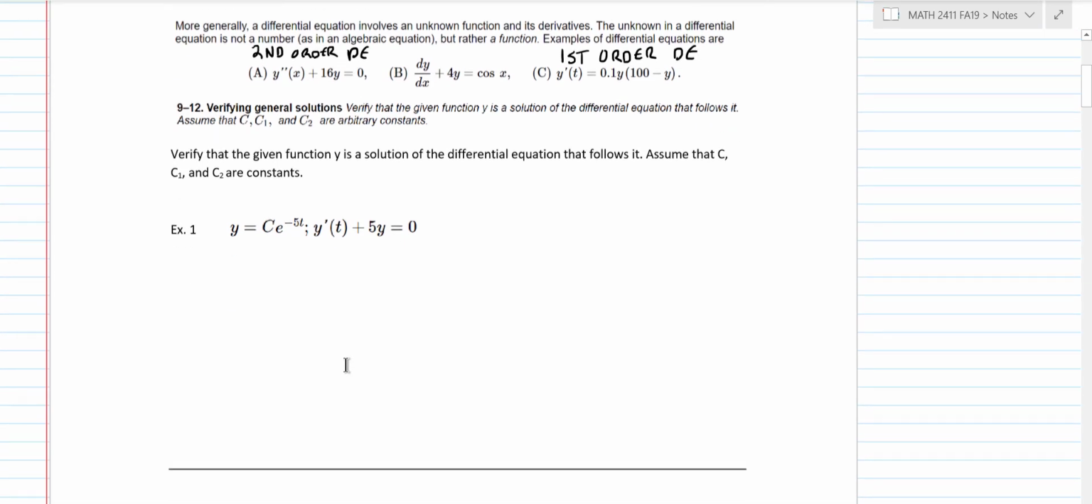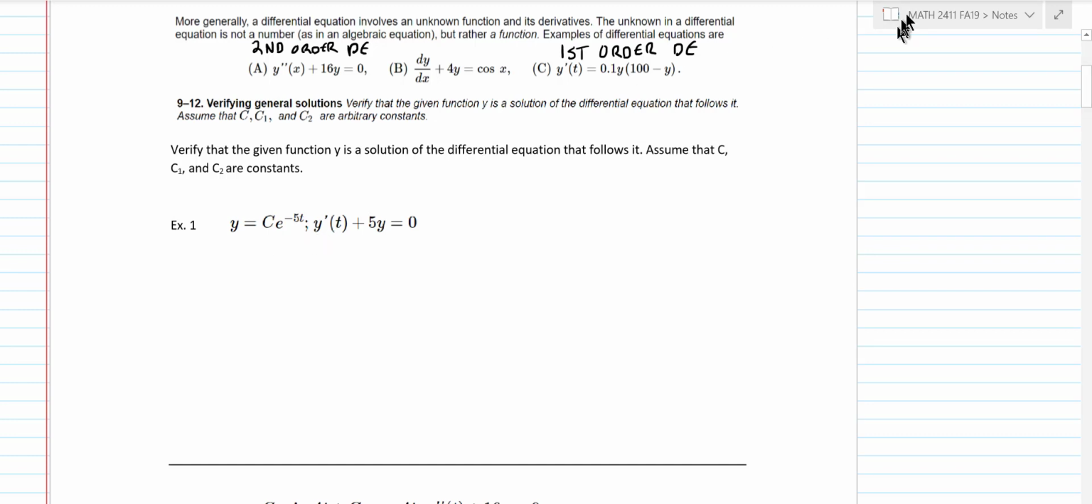All right, so let's go down to this example 1, and the differential equation is this thing. That's a first order differential equation. Okay, so I'm going to just start by writing that down. This is just saying the first derivative of y with respect to t plus 5 times y is equal to 0. So we're finding a function that satisfies that problem. Okay, so what I've given you on this is a potential solution. We're going to see if this is the solution to the differential equation.